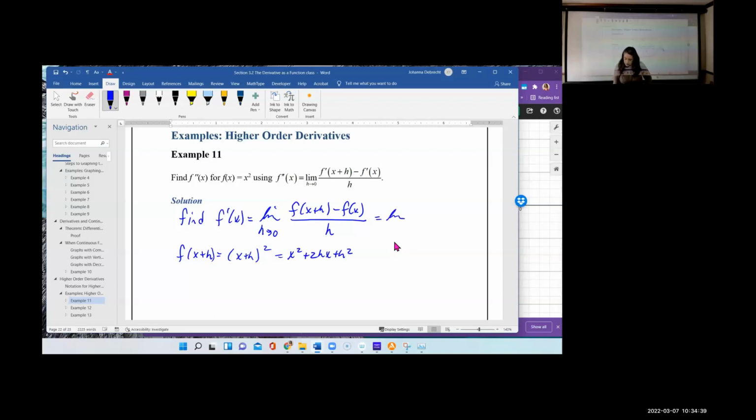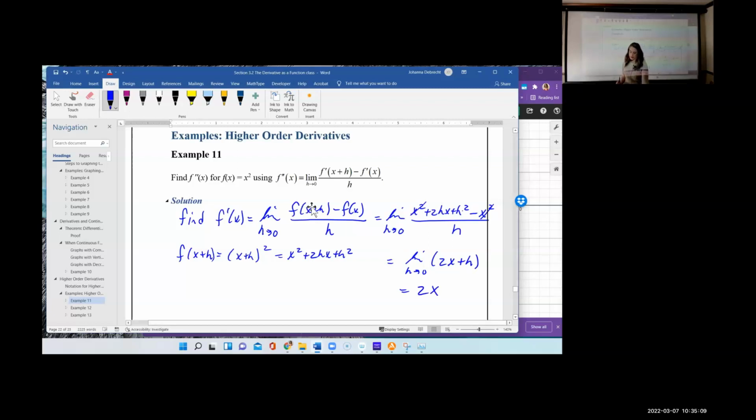So we get the limit as h goes to 0 of x squared plus 2hx plus h squared minus x squared, all over h. The x squareds cancel. We can reduce the h's over h, and we get the limit as h goes to 0 of 2x plus h, which is equal to 2x. That's our f prime of x.